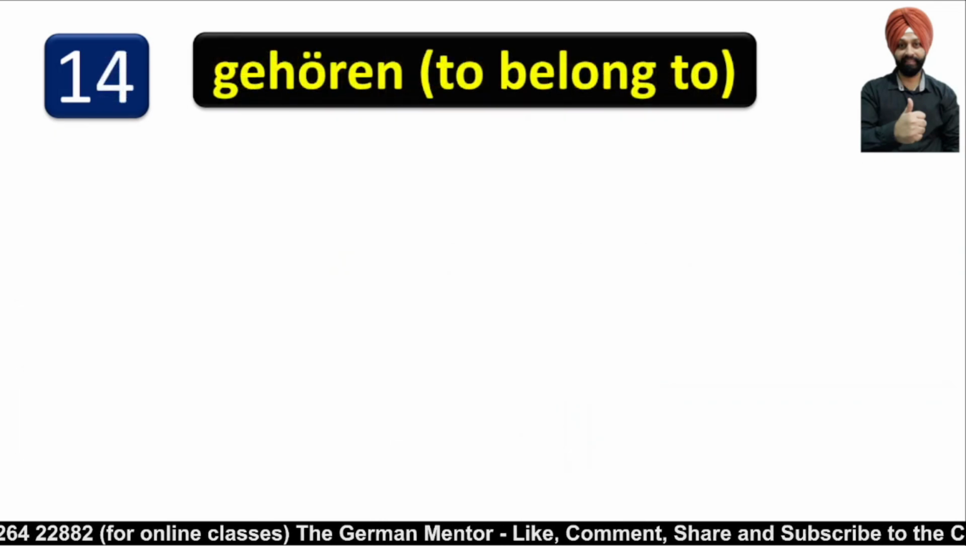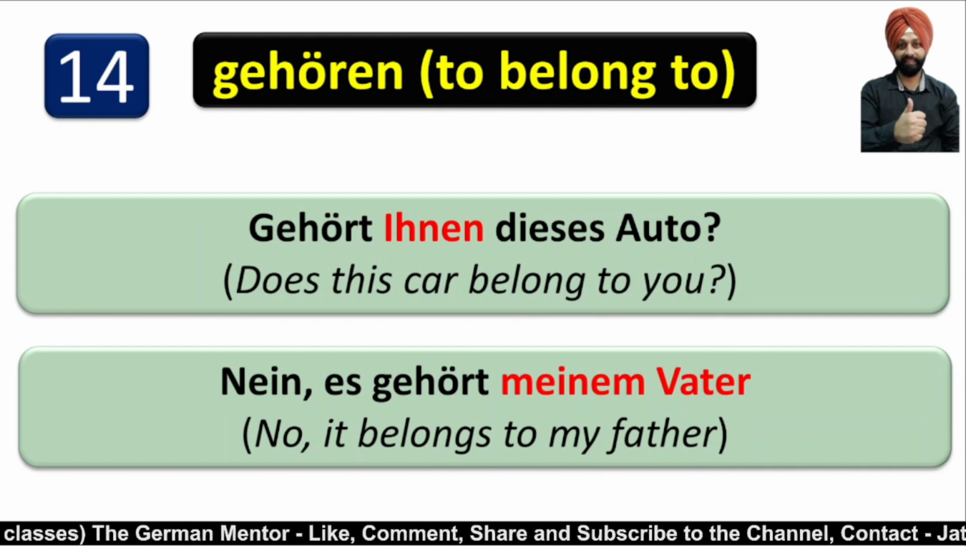Nummer 14, gehören, which means to belong to. Zum Beispiel, gehört Ihnen dieses Auto? Or you can use, gehört dir dieses Auto? The answer is nein, es gehört meinem Vater. So in answer, I have used the possessive article. So das war über 14.